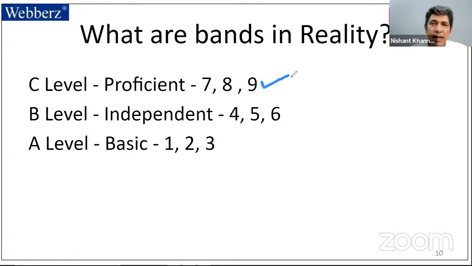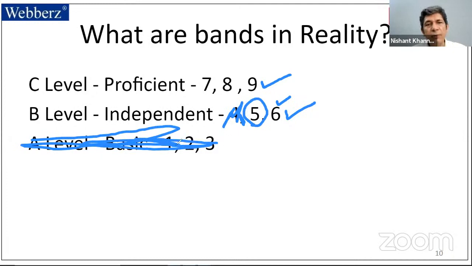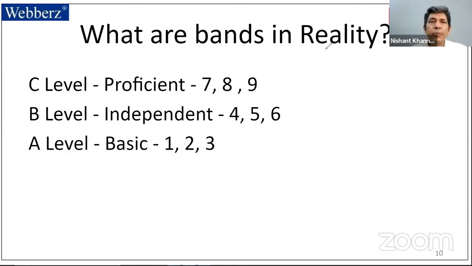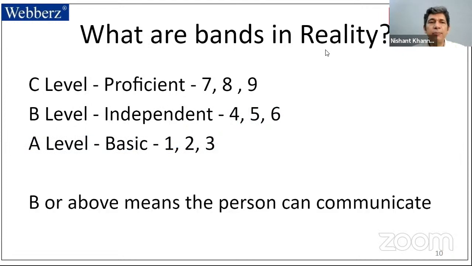So this is ideal. This is second best again. 4 is not applicable, but in some categories, 5 is applicable, for example, in a very non-speaking job, like driving or something. 6 is where the students come in, and 7, 8, and 9 is for immigration, basically. But if I talk about A level, we will not be discussing A level because that is not applicable anywhere. So let us see. B or more means the person can communicate.